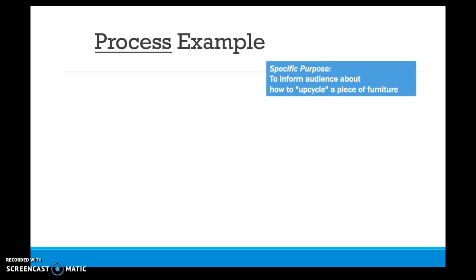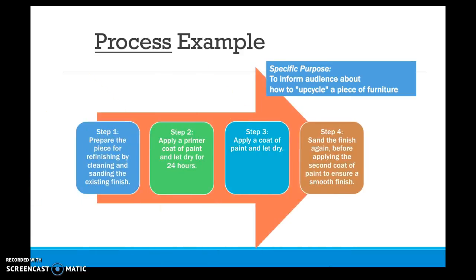Steps in a process, a little bit different, might work like this. So step 1, you're preparing the piece for refinishing by cleaning and sanding the existing finish, applying a primer. Step 2. Step 3, apply a coat of paint and let it dry. Step 4, sand the finish again. So this is a process. You're telling us how to do something.